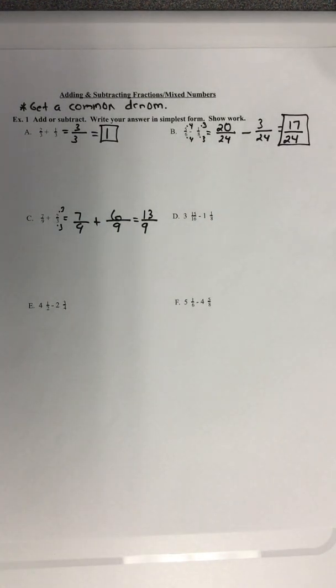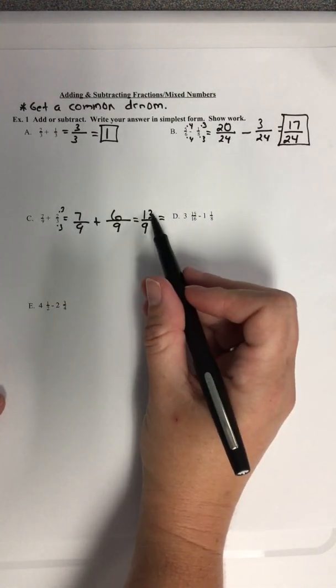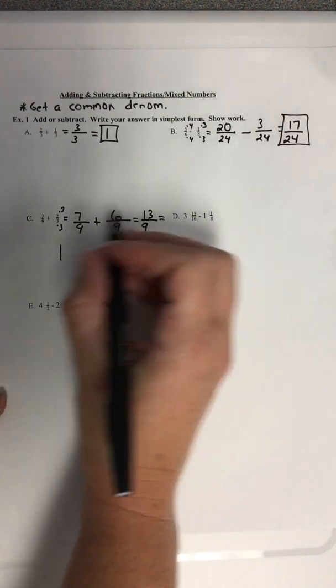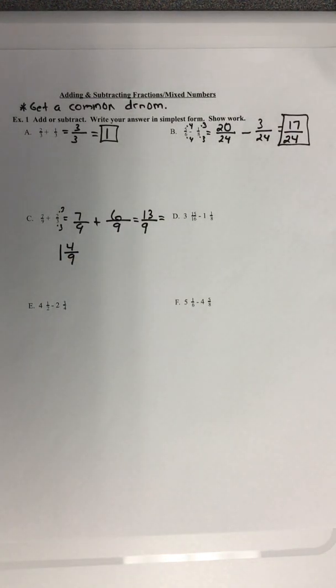Now, of course, that's top heavy. I'm not going to leave it top heavy. So I'm going to simplify that by saying 9 goes into 13 one time with 4 left over. So I get 1 and 4/9. Take a look at that. Is the fraction piece of that in simplest form? It is, because there's nothing that goes into 4 and 9 other than 1.